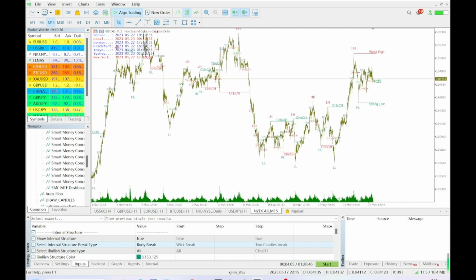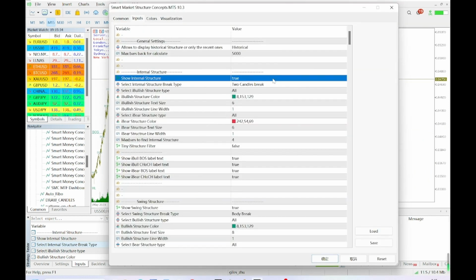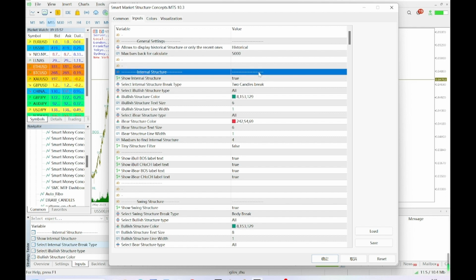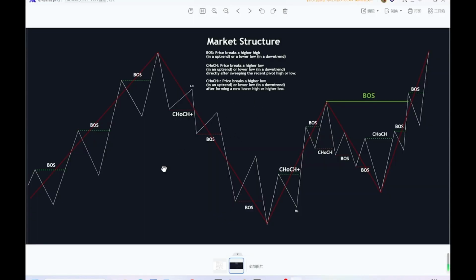Below is an introduction to the most basic function of the indicator, including the identification and the annotation of market structure. Market structure is generally divided into main structure and secondary structure. The main structure indicates price fluctuation and structural breakthrough in larger cycles, while the secondary structure indicates price fluctuation and structural breakthrough in smaller cycles. Let's take a look at this market structure chart.